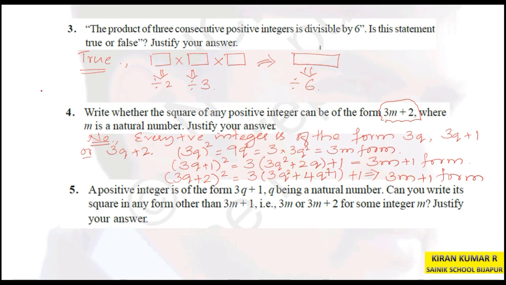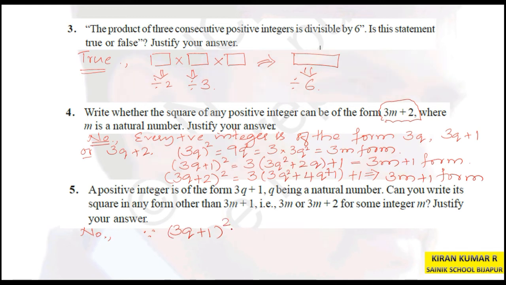Question 5. A positive integer is of the form 3q plus 1, q being a natural number. Can you write its square in any form other than 3m plus 1? That is 3m or 3m plus 2 for some integer m. Justify your answer. The answer for this question is no.